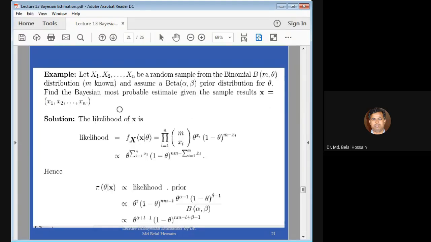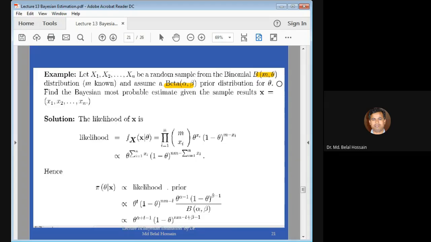So given a prior information that is beta distribution of alpha beta, you have studied in mathematics that the beta distribution of alpha beta has a formula. You know that we taught you the binomial distribution. So you can write the PDF or rather PMF, as this is a discrete distribution.